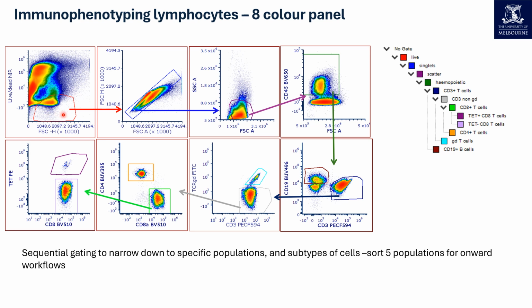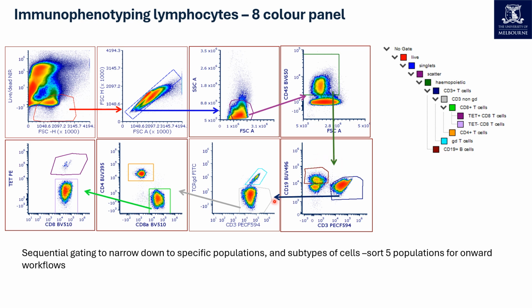These live events were next displayed on a plot showing singlets versus aggregated cells. Singlets in the blue gate were then shown on a scatter plot, and a purple gate was used to include cells of low complexity where lymphocytes are known to scatter. From there, a green CD45 positive gate marking leukocytes was selected. These leukocytes were then separated based on the expression of CD3 for T cells and CD19 for B cells.